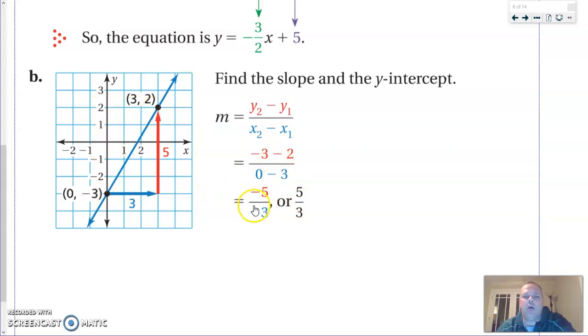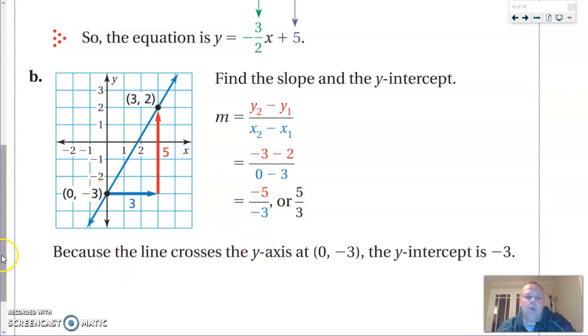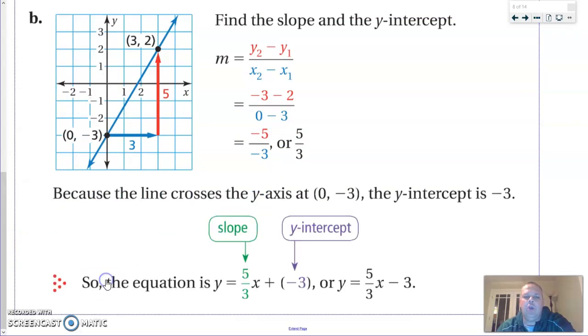Where does it cross the y-axis? Here's where it crosses, so that is at -3. So our equation then will be y equals 5/3 x plus -3, or minus 3, for that.